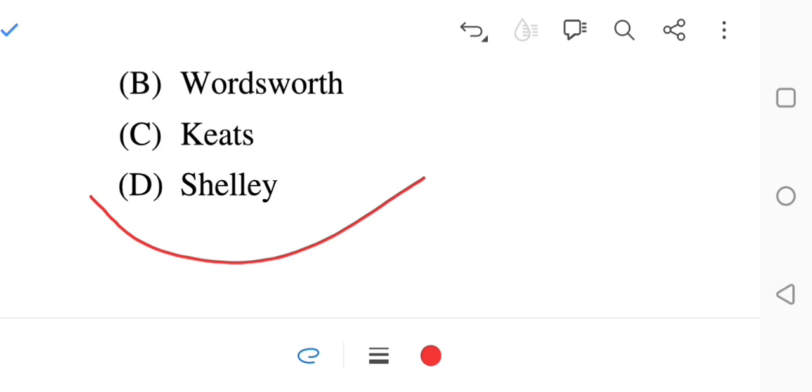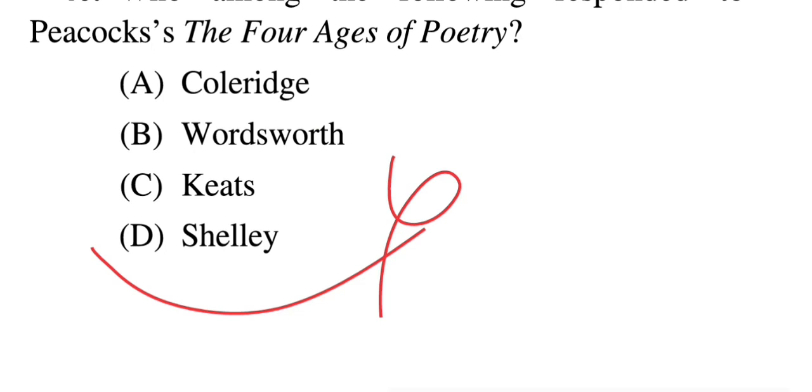From number one, Coleridge, Wordsworth, Keats, Shelley, these all are related to the Romantic age, and they all were Romantic poets, okay, and they are important for their contribution in Romantic poetry, and you have to know about them too.